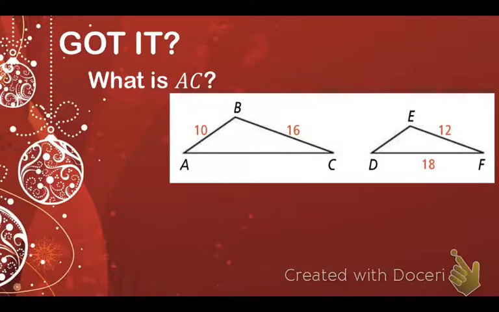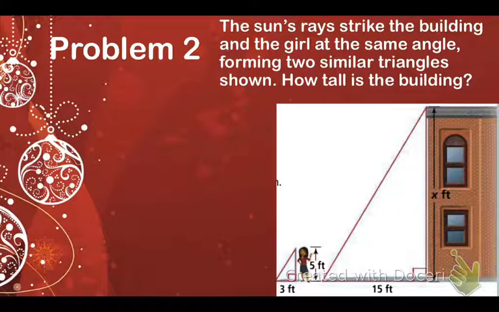All right, so let's continue on here. How else can we use this? We can use this when we have a map or a visual representation of something. The sun's rays strike the building and the girl at the same angle, forming two similar triangles. So right there in the problem, it's telling us that we already have similar triangles. How tall is the building?